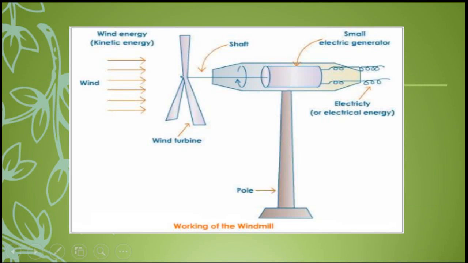So this is the whole idea behind how this wind turbine works, or you can say the windmill works. As you can see clearly in this figure, what I explained earlier, how the wind strikes the wind turbine, which in turn moves the shaft, and there is a small electric generator which generates electricity. This is the working of a windmill.